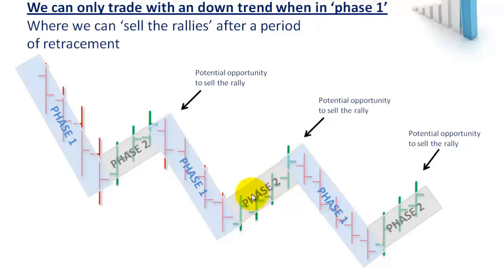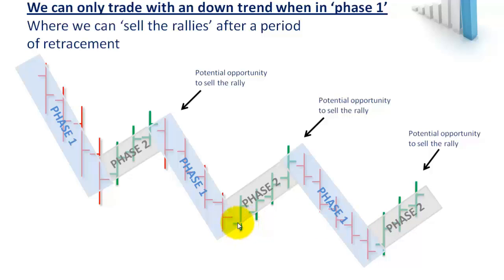After we have our pullback and the end of phase 2, in this instance here, we get the opportunity to sell the rally, sell the retracement. So when the retracement is over and price action has made a lower high, we can trade phase 1 in advance of it making a new lower low, and then get out when we enter phase 2 and the retracement again, and so forth. So you can see how straightforward it is to simply trade with the trend only.